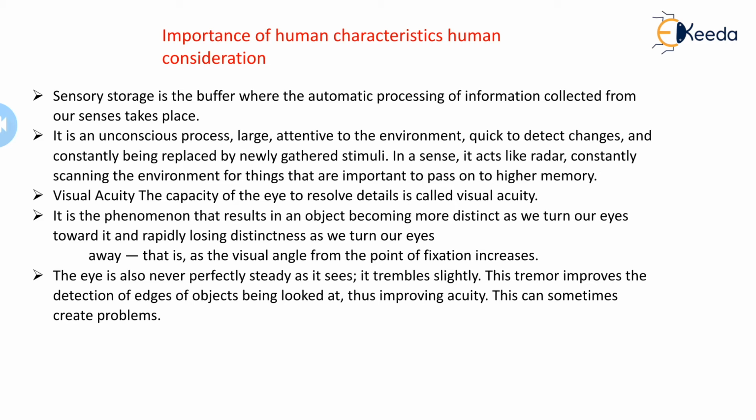How does the eye tend to see your object? It is like the visual angle from the point of fixation increases. The eye is never perfectly steady at its fixation. It trembles slightly. This tremor improves the detection of edges of objects being looked at. So this is the concept of vision, and with increasing distance and many possible variations in font sizes, it makes the exact calculation of the chunk size difficult.